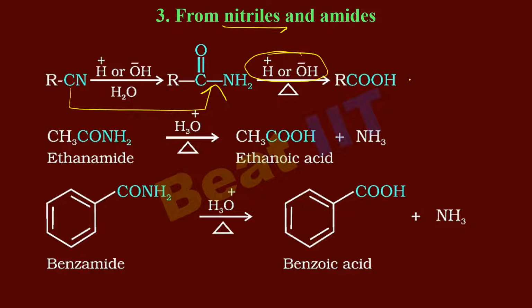Although ammonia is not written in the first reaction, it will be liberated in the first case also. So ammonia is liberated. This is a condition you will use in a few questions to identify compound A, compound B, etc. So in conversion from nitrile or amide to carboxylic acid, ammonia is evolved. Next, the fourth one, very important for conversion perspective.